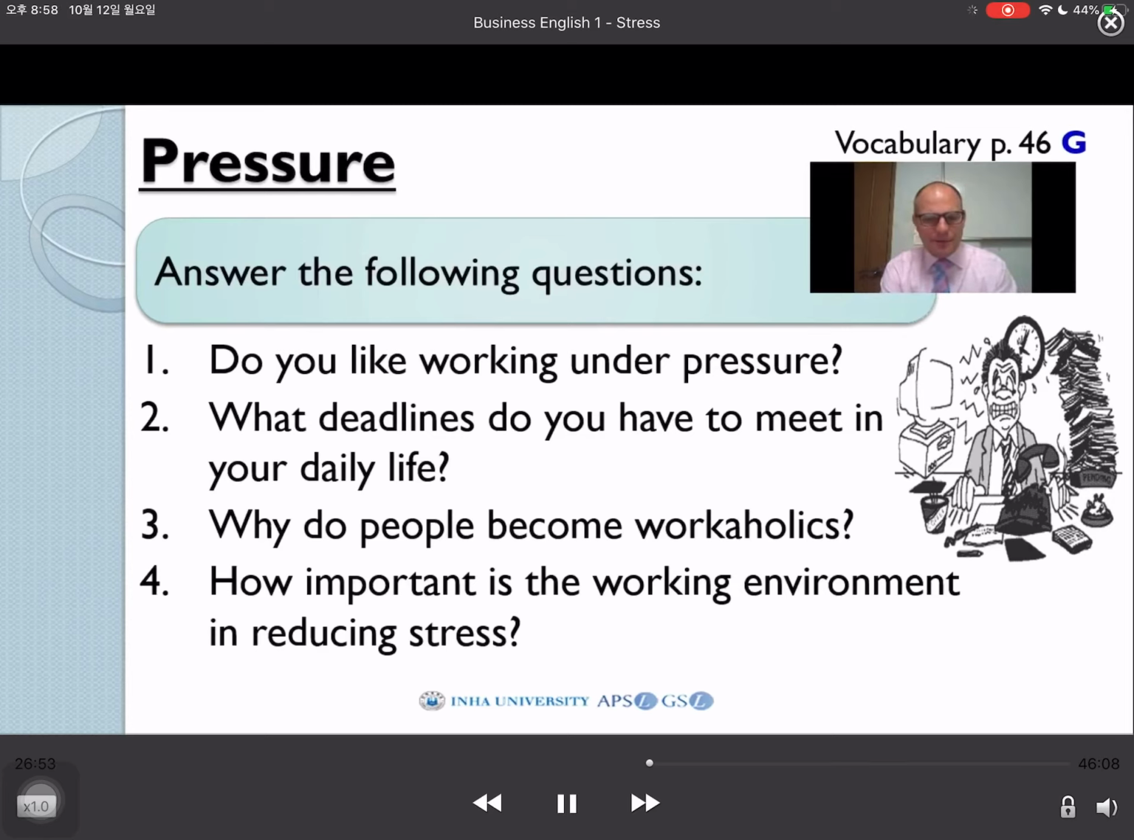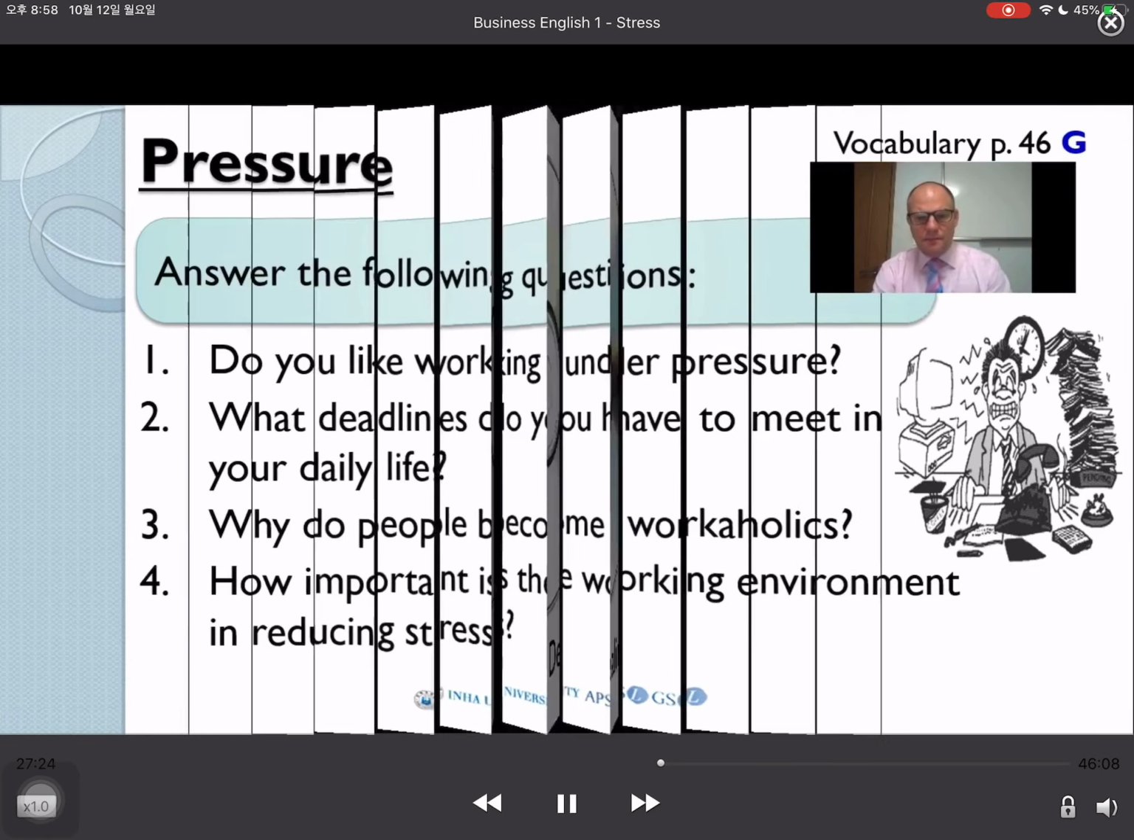Other examples would be work related. Would be making sure I record this class on time so that you get it. Why do people become workaholics? How important is the work environment in reducing stress? There you go, guys. Work through these questions yourself and write your ideas down, just like the examples I just gave you there. When you're happy you finish that, move on.